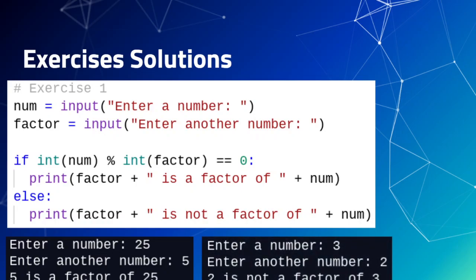If we did something that doesn't work out, for example, 3 and 2, we know that 2 is not a factor of 3, and that's confirmed by our program. So if we want to test our program, and we have a lot of these conditionals going on, one thing to remember is that we have to test all the cases.